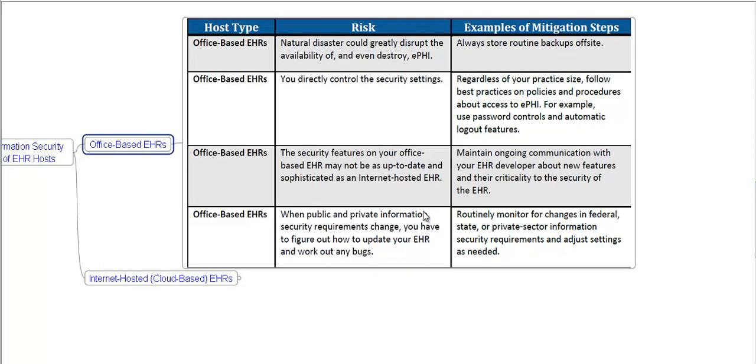Host type, office-based. Risk: when public and private information security requirements change, you have to figure out how to update your EHR and work out any bugs. What are the mitigation steps? Routinely monitor for changes in federal, state, or private sector information security requirements and adjust settings as needed.